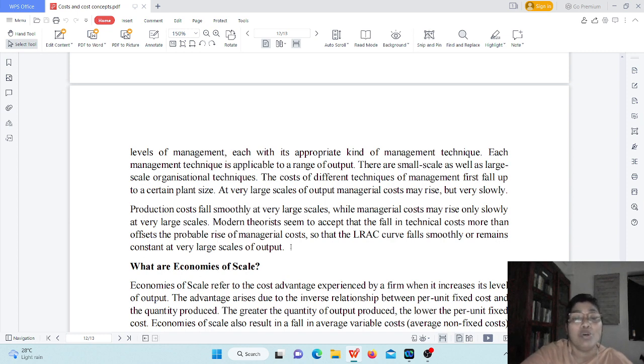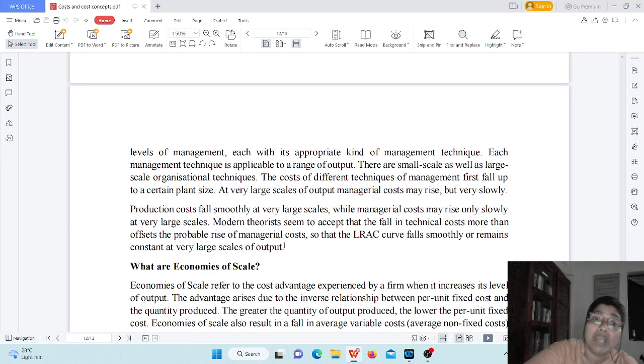So remember, girls, the long run average cost curve is L-shaped. The short run average cost curve, especially the short run average variable cost, is saucer shaped. And the reason we have seen is because of the reserve capacity.